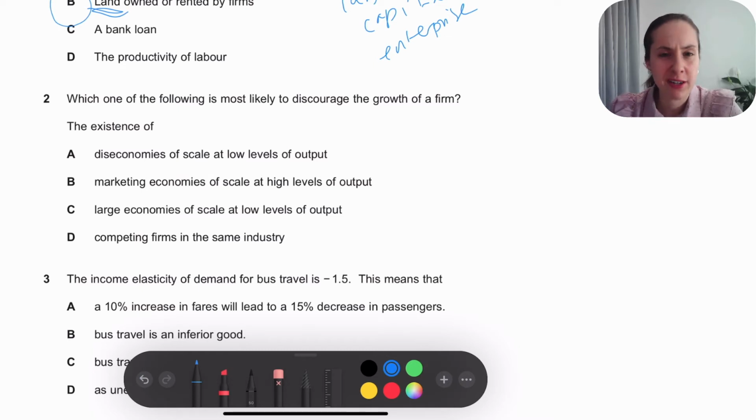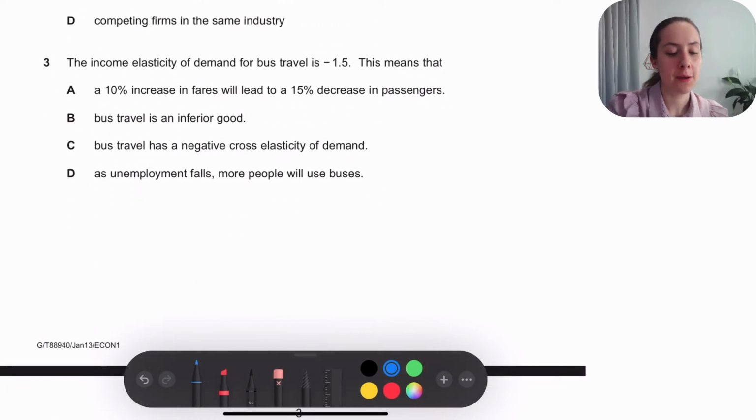Discourage growth. I don't really know what I'm looking for. I guess I'm looking for it's difficult to compete with another firm. Maybe the other firm has really low average costs. Or actually A sounds good, this economies of scale. If the firm is going to face diseconomies of scale, maybe it's not going to want to grow because it will have higher costs, and the higher costs can make it less competitive. So that seems to be the answer.